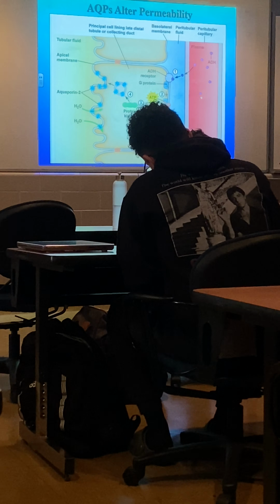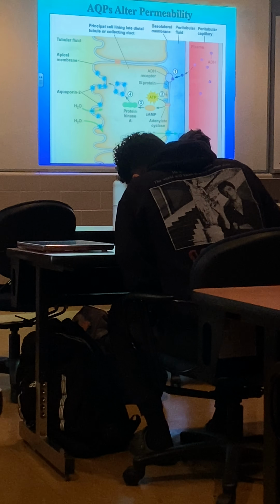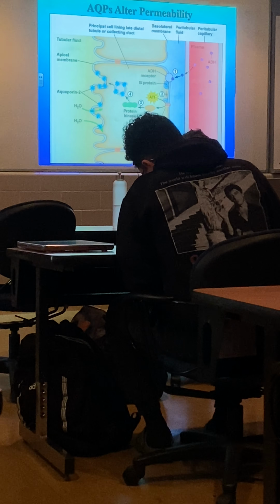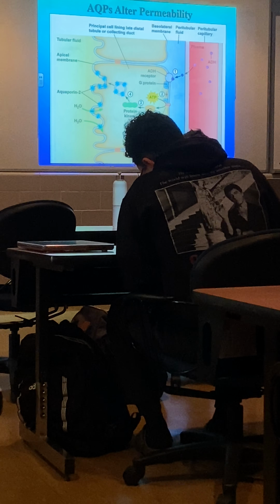ADH docks with the vasopressin receptor. This receptor is a G-coupled receptor, so there's a G protein right there. The G protein becomes activated. The G protein in turn will activate an enzyme called adenylate cyclase. Once activated, adenylate cyclase produces cyclic AMP. ATP is converted to cyclic AMP. Cyclic AMP in turn will operate on a cyclic AMP dependent protein kinase called protein kinase A.